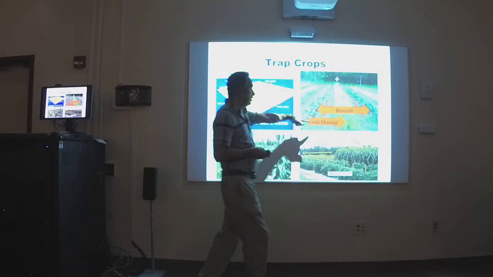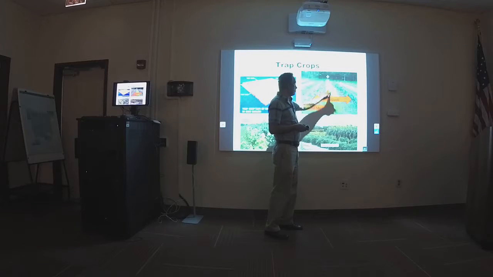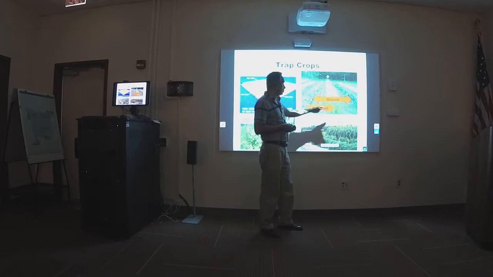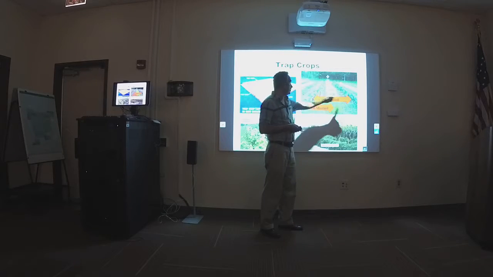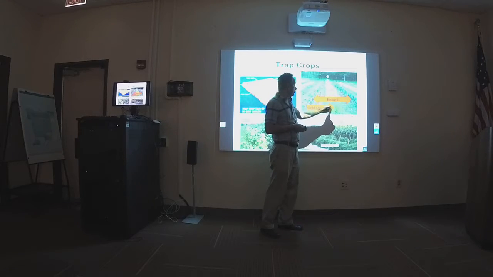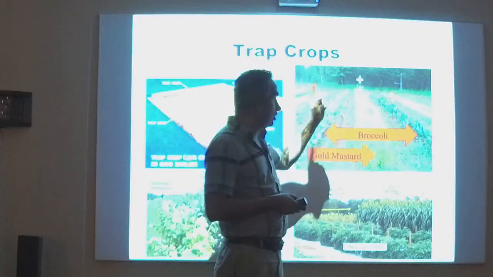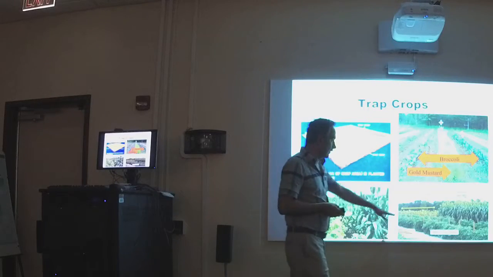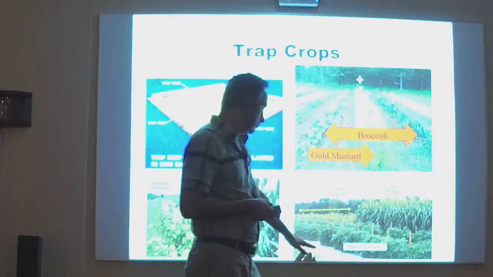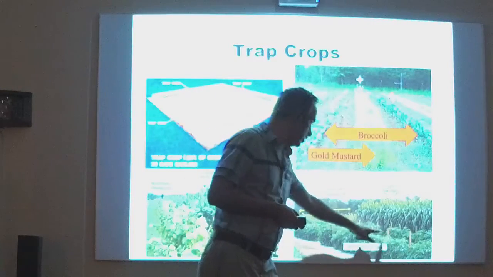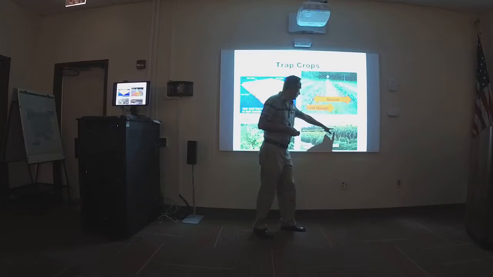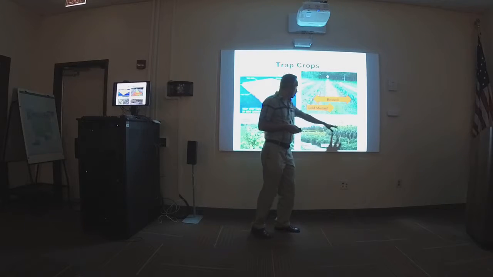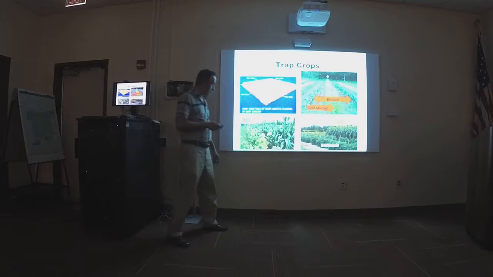The other way is you put in a crop that they like more than your target crop. So you put gold mustard in the middle and broccoli on the sides. They like mustard better than broccoli, so they're all going to attack this. You spray this, and this is good. Sorghum and sunflower: your main crop is tomato right here, but on the border you see there's sorghum and sunflower. So all the beetles are going to go there. Same right here.